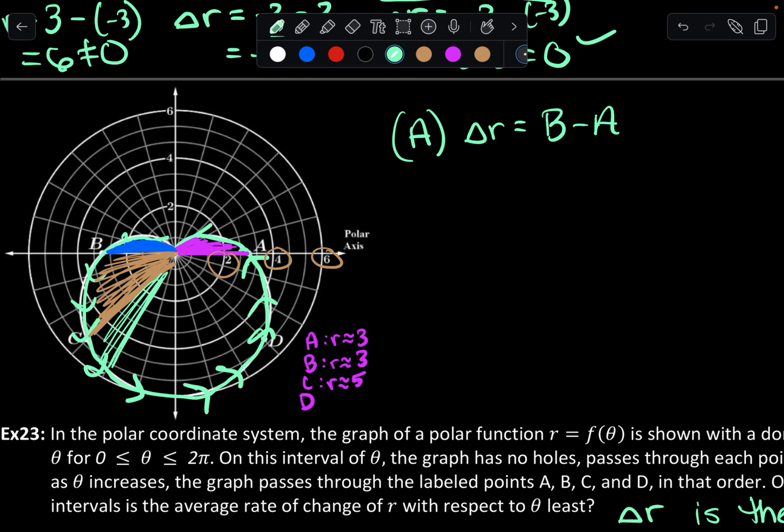And then as I continue around to D, I'm going to say the same thing for D. It has that symmetry with C, that it has a radius of about 5. And then we come back to the start where we were.